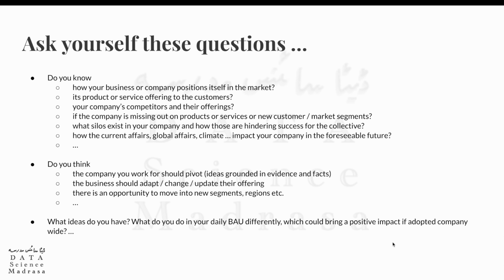What is your company's product or service offering to the customer? Do you know if the company that you work for could improve their products or services or gain new customers or market segments and they're unable to because of X, Y, and Z reasons? Have you communicated this to relevant colleagues?